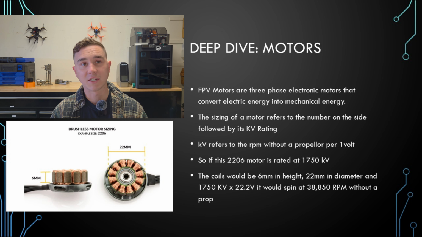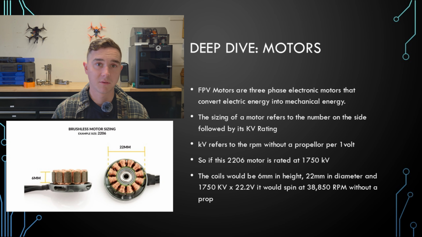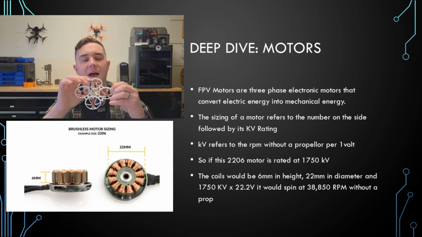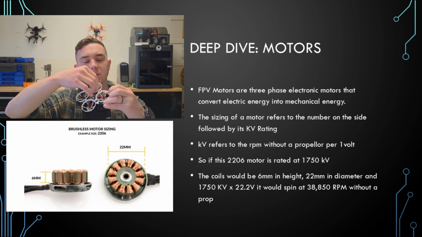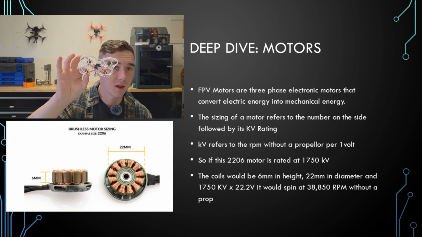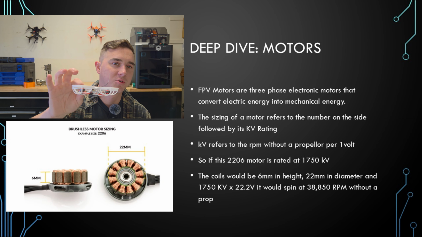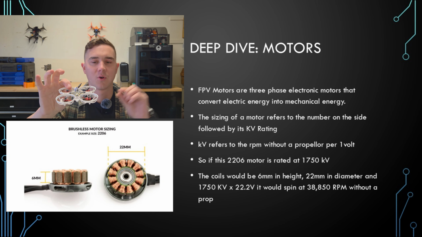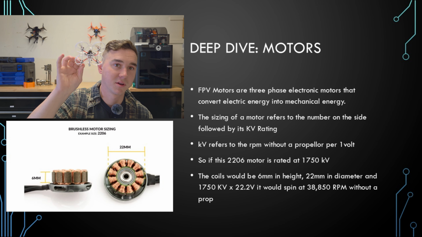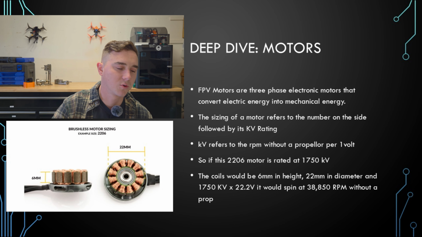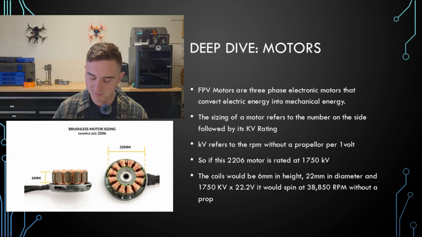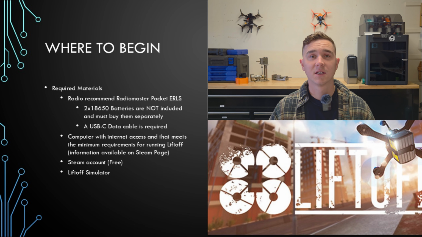That's all that means with motors. I just want to give that a brief explanation because you're going to see a lot of it. For example, on this whoop, these are 0802s, which means an 08 millimeter diameter and a 02 height of the coils. And then it's 19,000 kV. So this is spinning very, very fast, but there's not a lot of torque behind it. You can do some research on what motors you need. 2808, I've used on a 7-inch. All right, thanks for sitting through that.